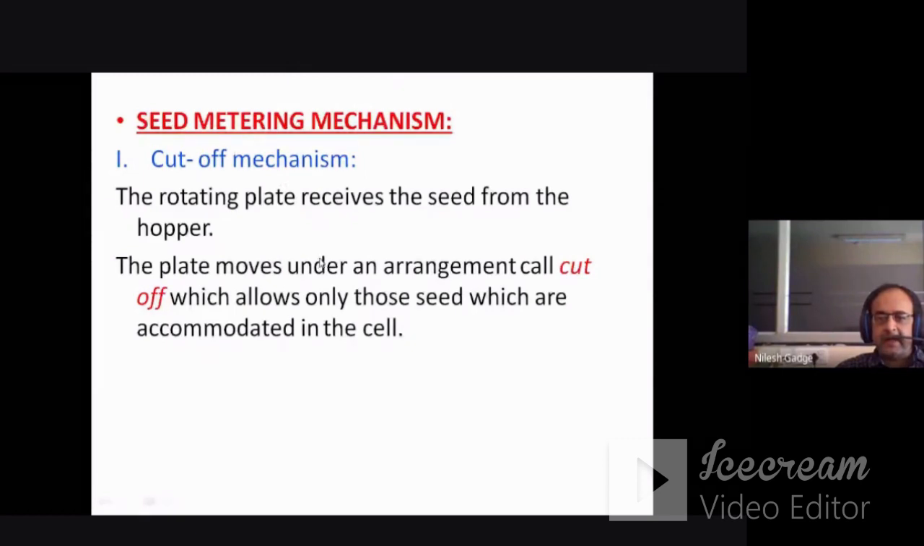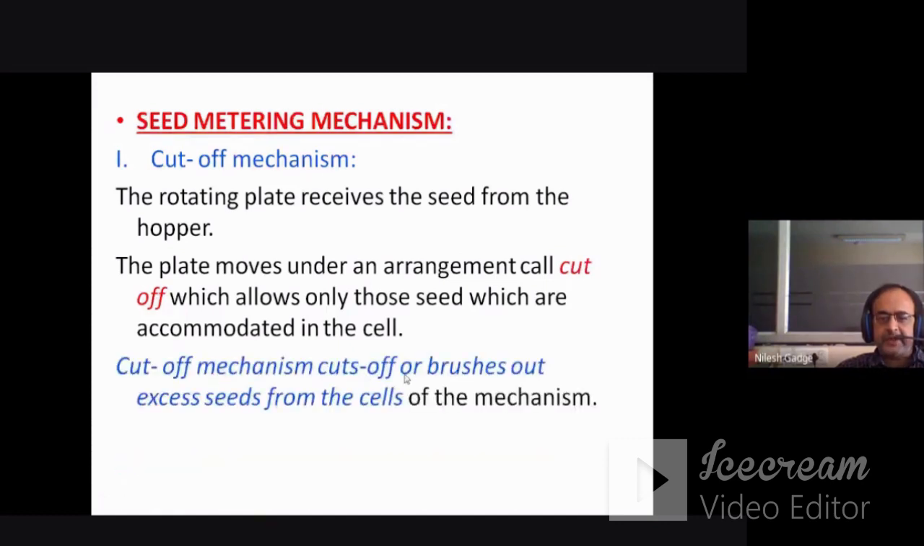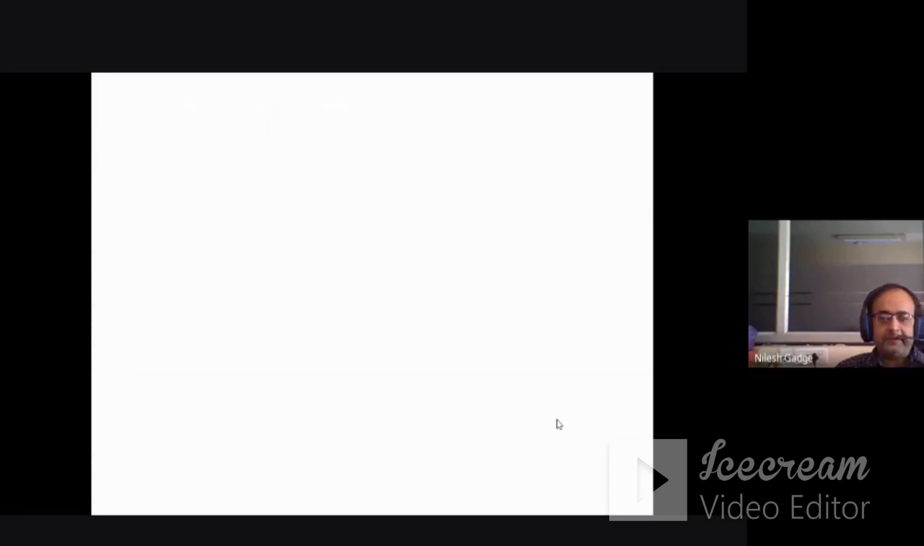The plate moves under the arrangement called cut off. Why is it called cut off? It allows only those seeds which can be accommodated or occupied in the cell, and the other seeds are cut off or removed by this cut off mechanism. The cut off mechanism cuts off or brushes out excess seeds from the cells of the mechanism. So this is the cut off mechanism.